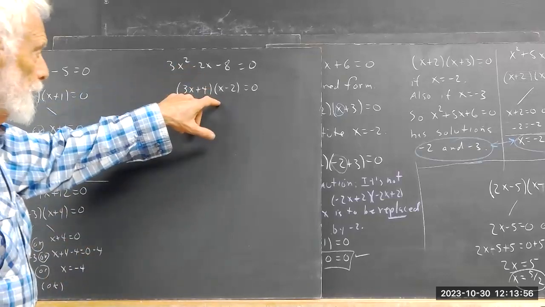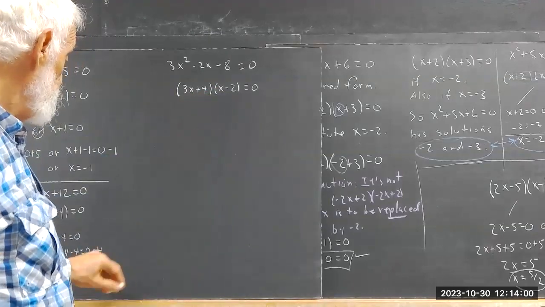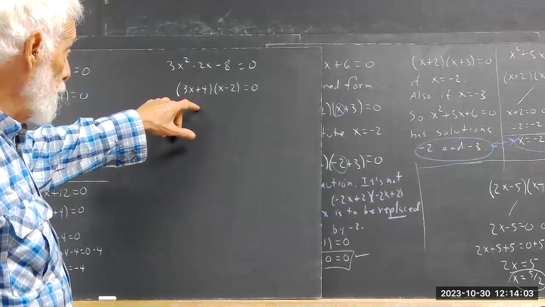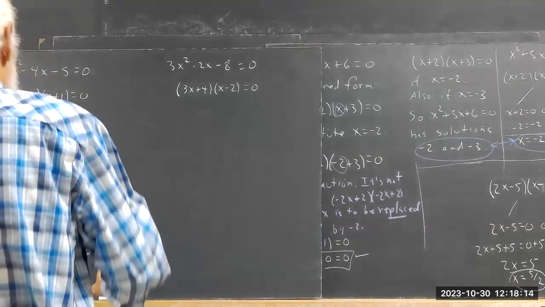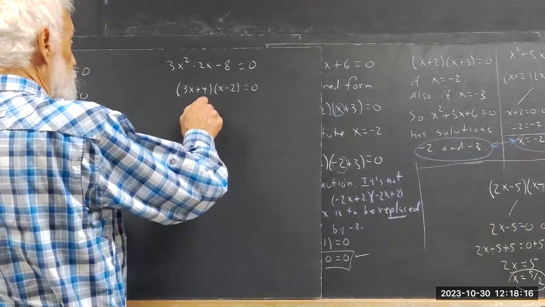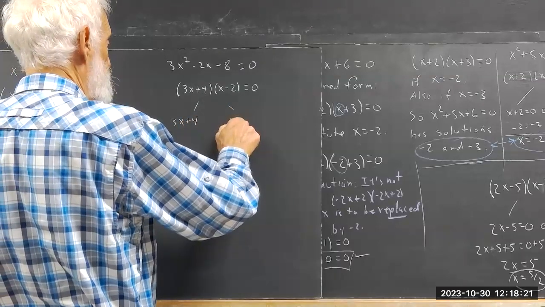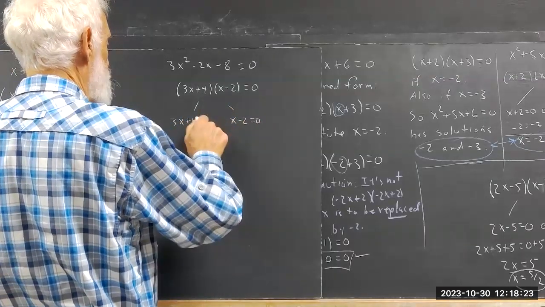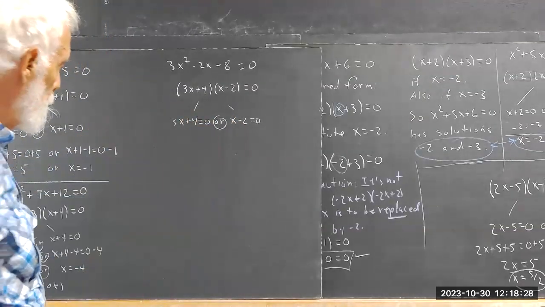Okay, now I factored this one for you. So what do we get now? Once this is factored, split into two equations and solve them. So see what you get. Okay, so this splits into two equations. Everybody did this very nicely. So we get these two equations.